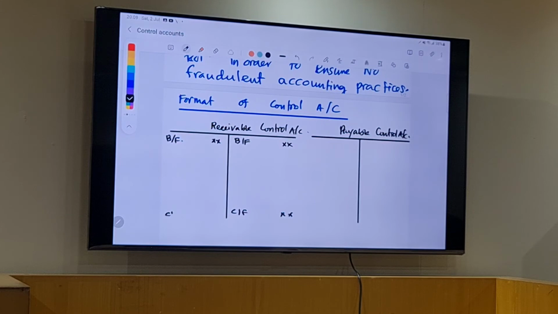I may sometimes also have a credit balance. Then I have credit sales. Then I have cash collection. Then I have irrecoverable debts, the bad debts. I have sales return.